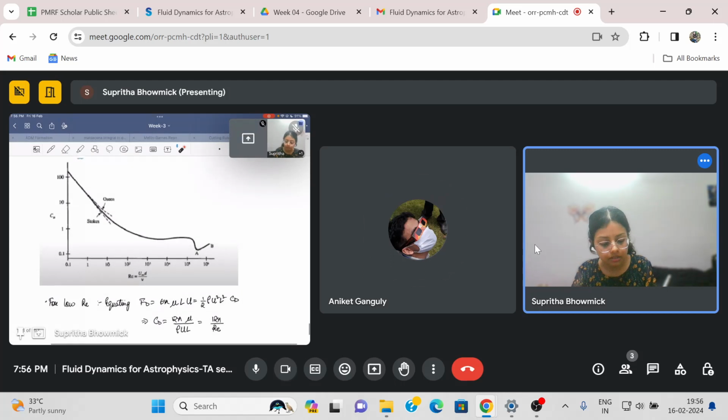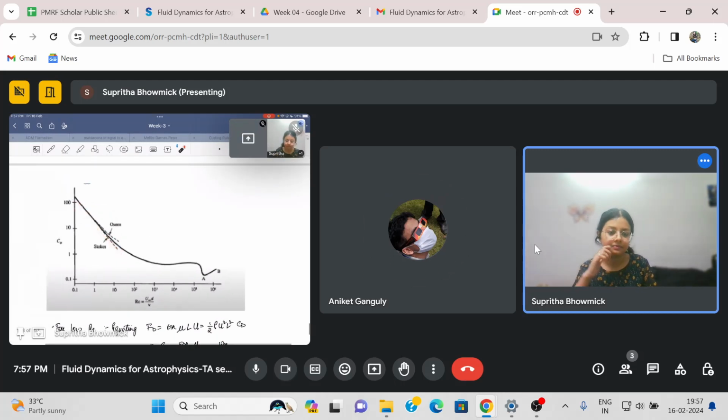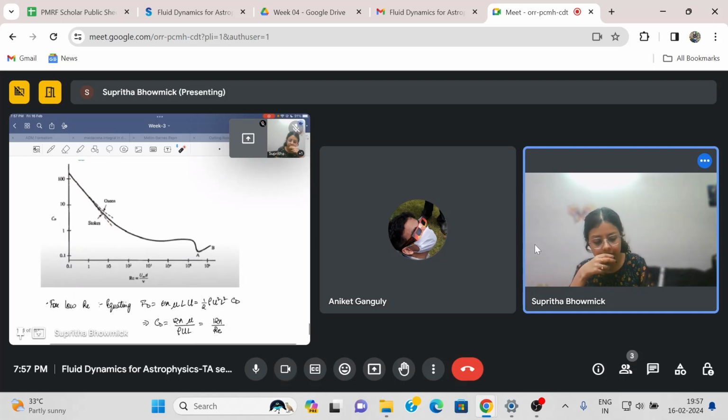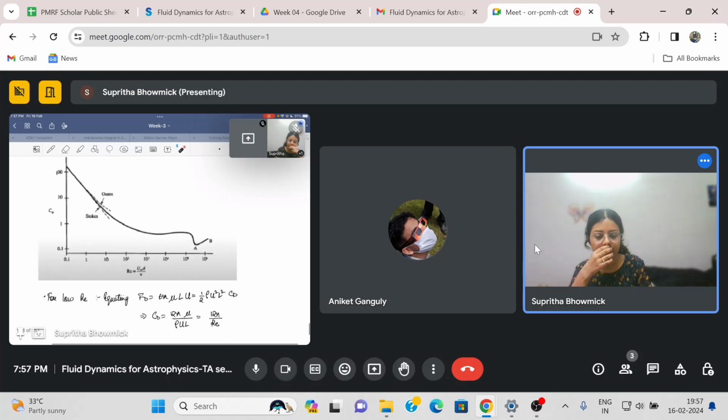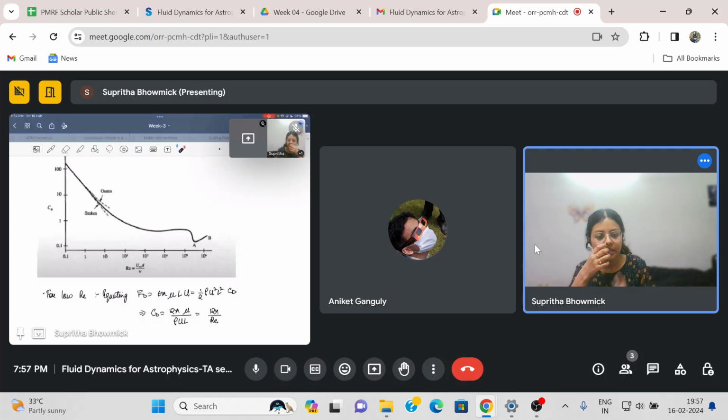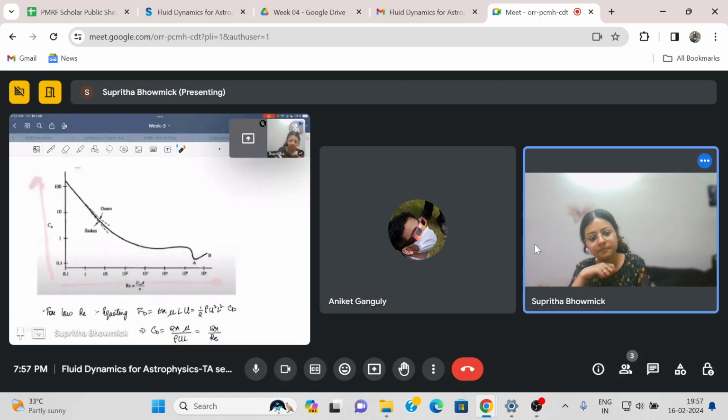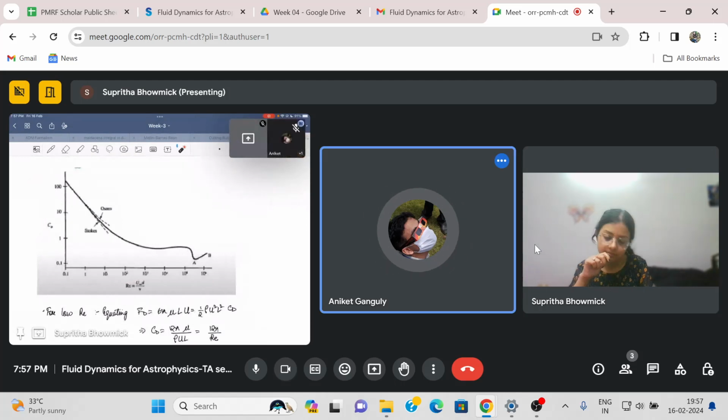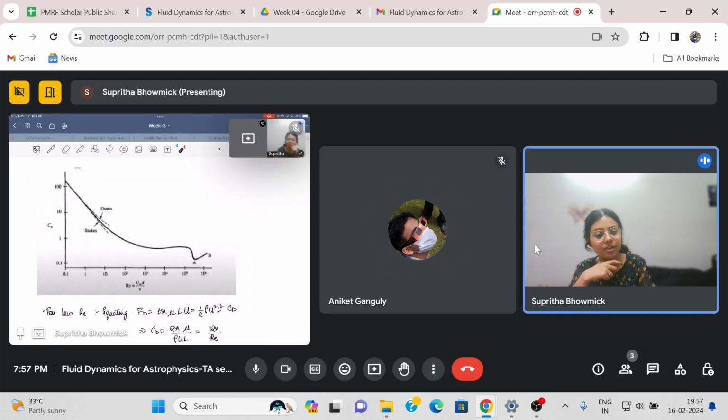Now my question is, if CD is 1 by Reynolds number, why is this plot straight? This is not the equation of a straight line. Any guesses? The hint is to look at the axis, look at how the axes are marked. Oh, because it's a logarithmic scale. Absolutely. It's a log-log scale.